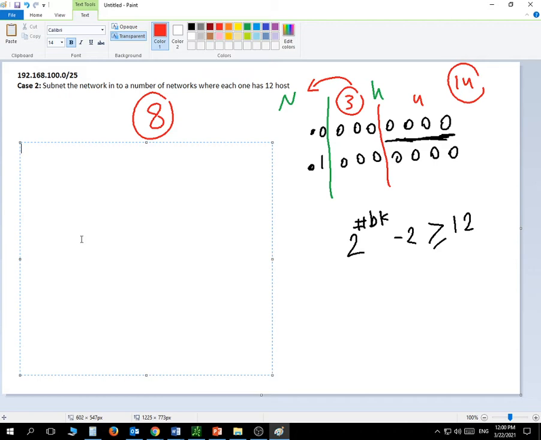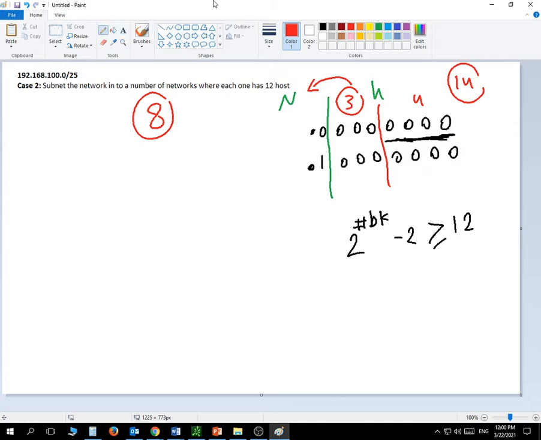8 different networks. And you know what? I believe I need actually to use the space before I get to that point. So let me just do it here in this area. I'm going to take this out. And I'm going to use the rest of the space to get the job done.